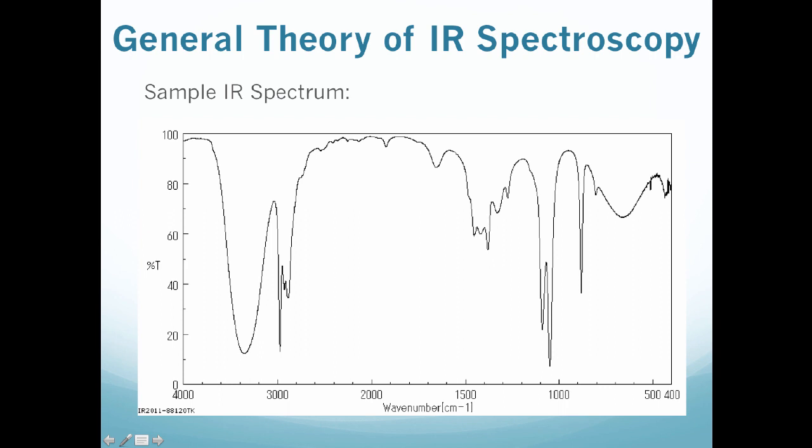Okay, the first thing we're going to look at is just some of the general theory behind IR spectroscopy. And here we have a sample spectrum. This is an IR spectrum of ethanol. And you can see along the spectrum we have all of these different peaks going across it. So we want to find out what about this molecule causes these peaks to show up at different regions of the spectrum.